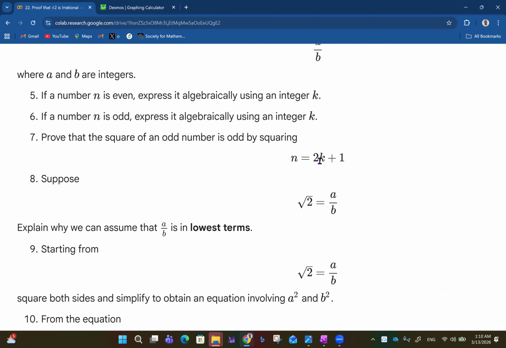Of course, 2k plus 1 is odd already. And if you say it is n, so n squared is 2k plus 1 squared. So by the time you do that, you are going to have two odd even numbers plus 1. So once you have plus 1, it automatically makes it odd.